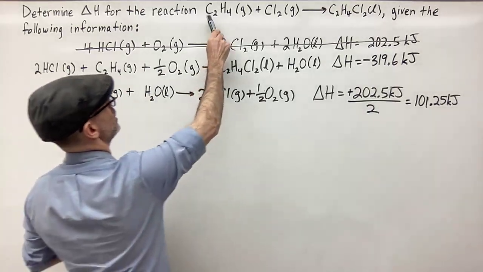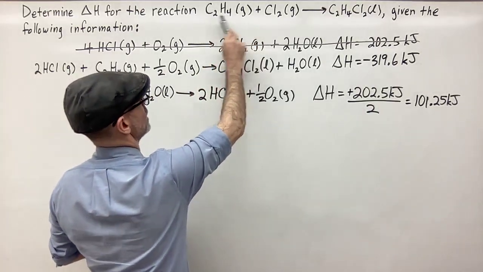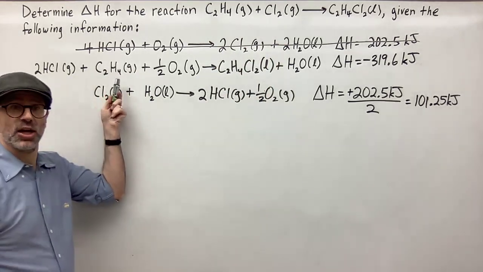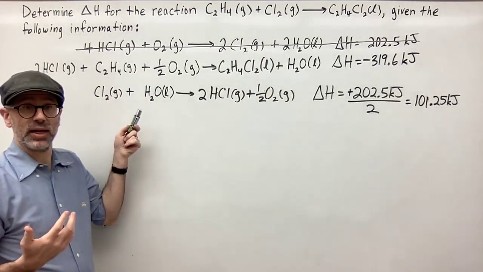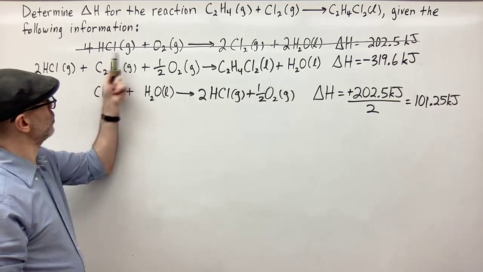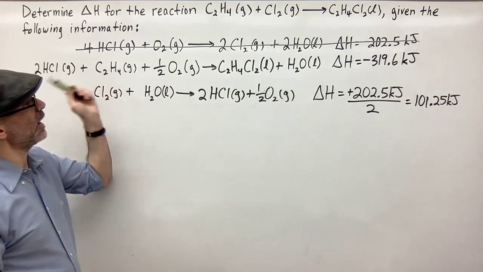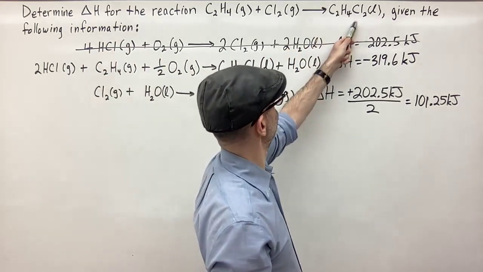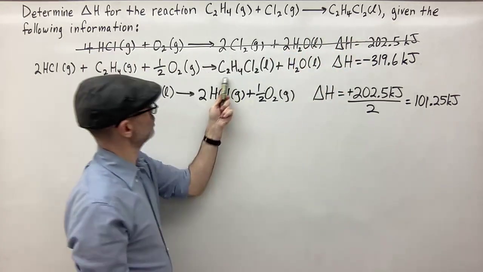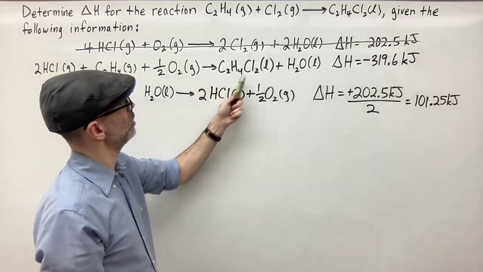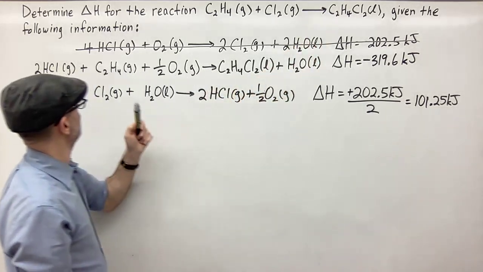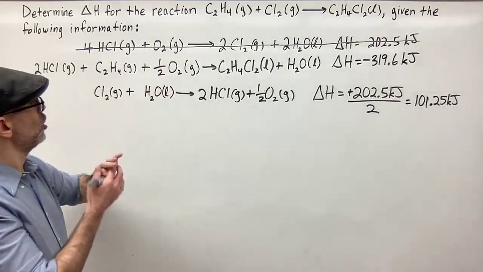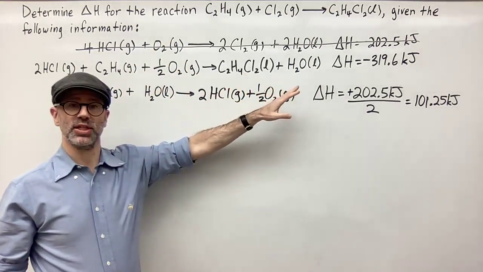So what about this one? Notice that we need C2H4 gas as a reactant, and notice we have it here as a reactant, so we don't need to do anything, right? So we have it as a reactant here, and we should have C2H4Cl2 as a product, and that's what we have here. There's 1 mole, and then we have C2H4, 1 mole, 1 mole. So that's all good. So we don't have to do anything with this equation.